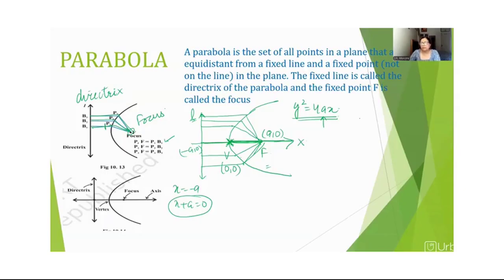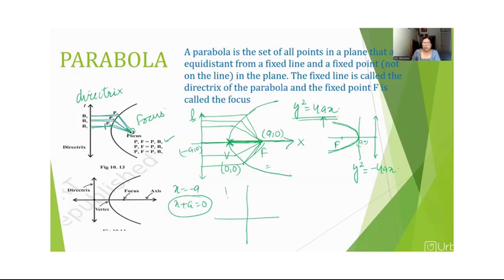And if we have a parabola like this, facing towards the negative direction of the x-axis, this is the directrix here, this is (0, 0), the equation modifies to y square is equal to minus 4ax, right? We can have it this way also.